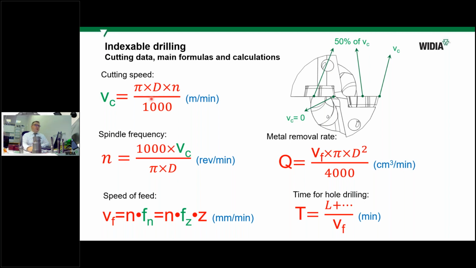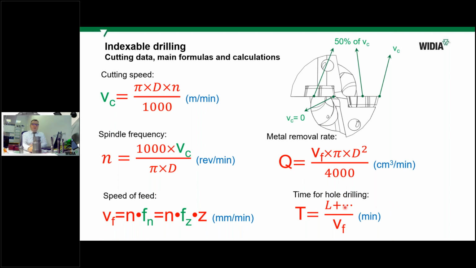We can recalculate cutting speed to spindle frequency, or revolutions per minute, by the usual formula, depending on the diameter of the drill. Multiplying this number of revolutions by feed, we can calculate the speed of feed or penetration speed, VF, in millimeters per minute. When we know that and know the length or the depth of the hole, we can easily calculate machining time, so dividing one by another.